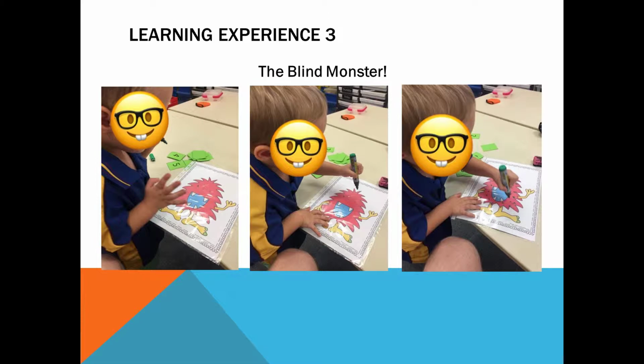So when he turned over 7 and drew 7 eyes on the monster, I asked him, how did you know that you've drawn 7 eyes there? And he said the last number I said was 7. So what I did was I rubbed out one of the eyes of those 7 that he drew, and I said, how many do you have now? And he thought for a second and he said 6. So I think he does grasp that the last number is the total.